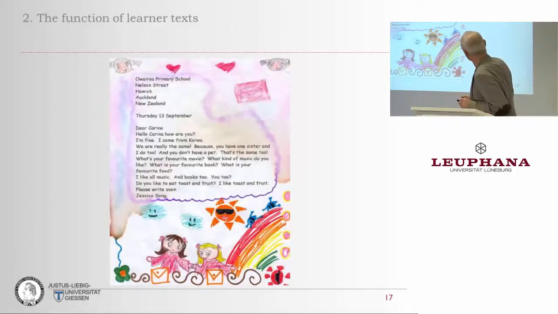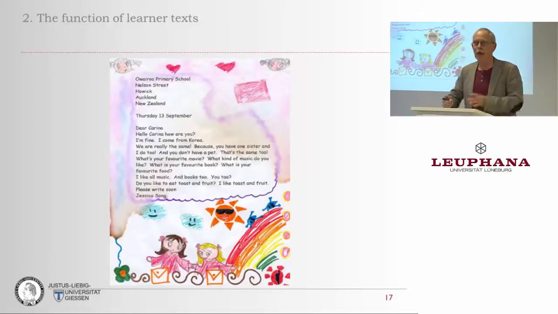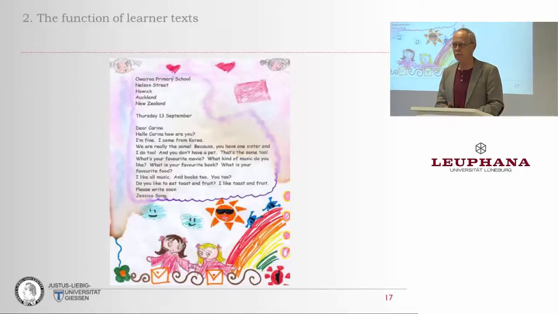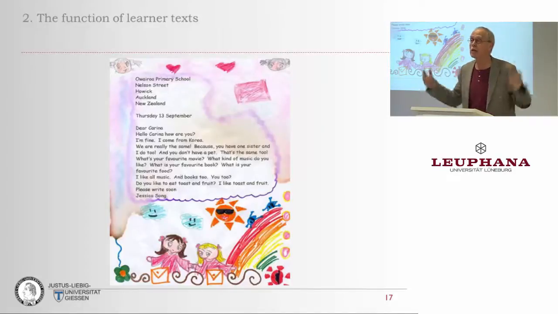Now let's take a closer look at the text. It comes from New Zealand and it is written from Jessica Song. This was an email, interestingly enough. Now the student, Corinna, printed out the email and turned it into a work of art and put it in her portfolio. There was no need, there was no task. The teacher didn't say do this. She did it because she liked it and it came from the world outside of the regular classroom work.